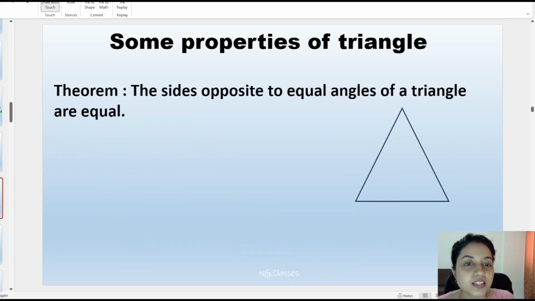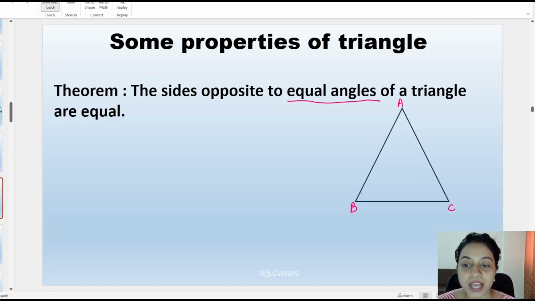Now let's see our next theorem. So the next theorem says the sides opposite to equal angles of a triangle are equal. So this is just the converse of the previous theorem. In the previous theorem, it was already given that we have an isosceles triangle. That means two equal sides are there, and opposite to those we get two equal angles also. Here we have just the converse. That means here we have equal angles, and we have to show that opposite to equal angles we have equal sides. So let's say it's a triangle ABC.